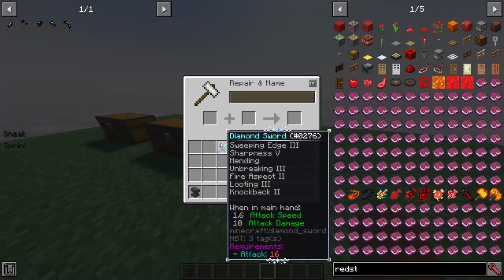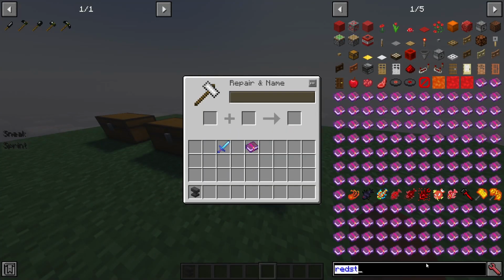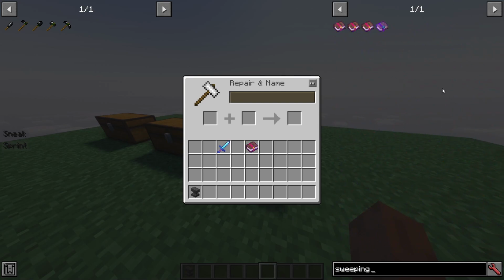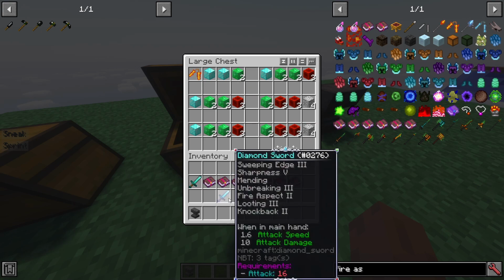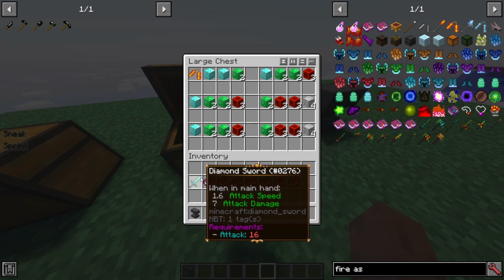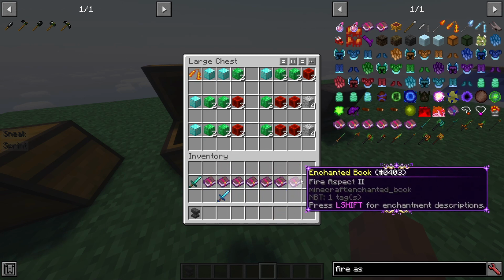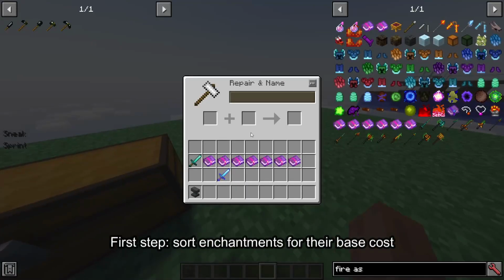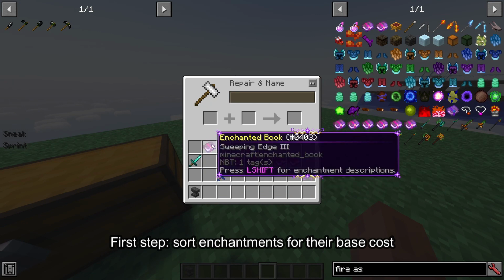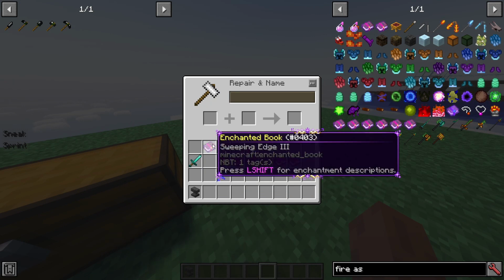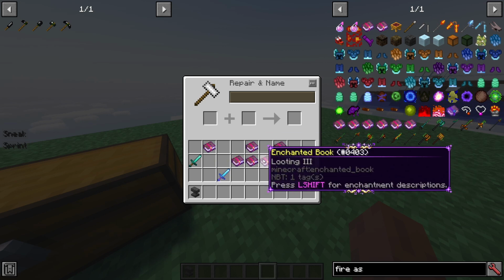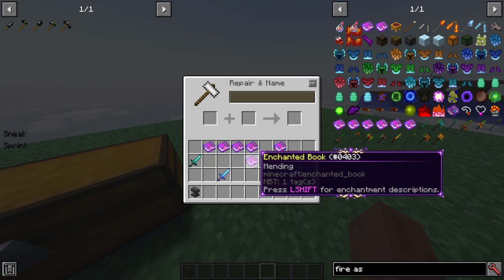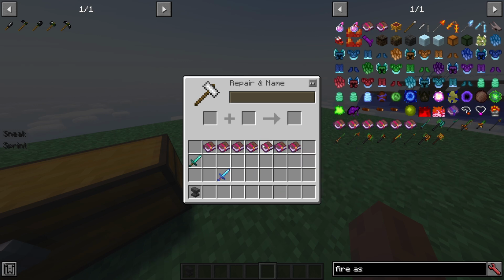Alright, we started with the diamond sword already, so let's do a perfect vanilla diamond sword. I already have that in my mind, but let's use this. First of all, how much is each enchantment costing? We can check that, but we can also know that Sweeping Edge is going to cost 6 levels, Unbreaking is 3, Fire Aspect is 4, Looting is 6, Sharpness is 5, Mending is 2, Knockback is 4.